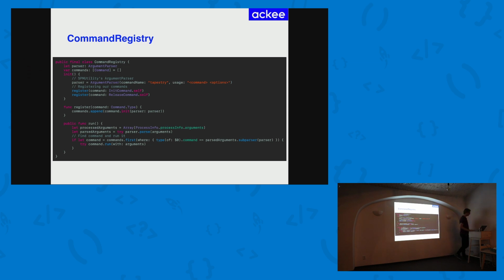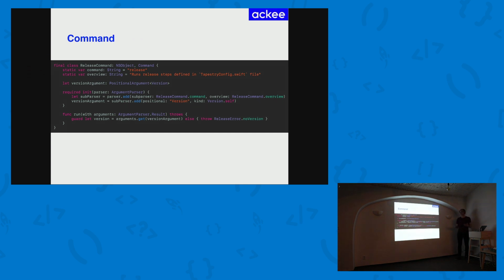And so this is how the release command can look. It just has to conform to the command protocol, which means that you have to provide the command name and the overview of the command, and it has to be able to be run with the arguments from the argument parser that you have just seen. The other stuff is optional, so you can define your own arguments.